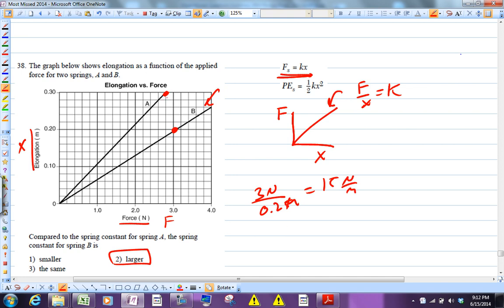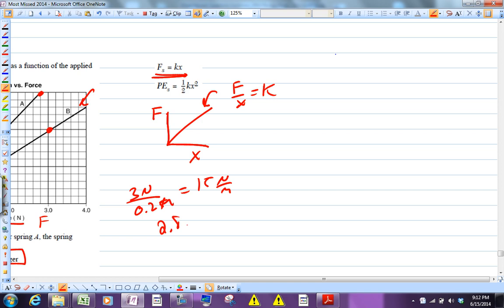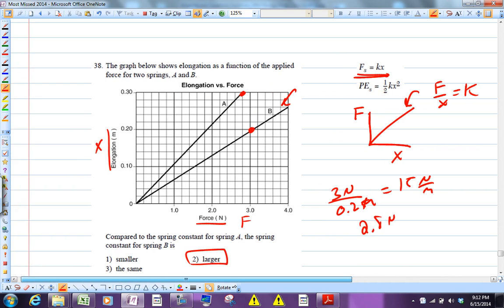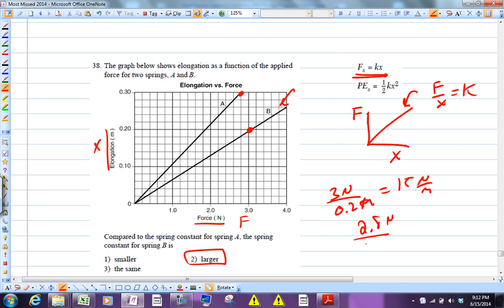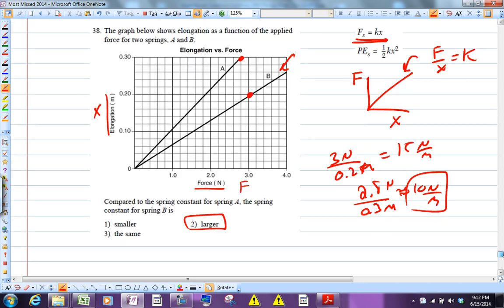And then with this one, it looks like you could take, what is that, 2.8 newtons over 0.3 meters, which is going to be closer to 10 newtons per meter. I'm not going to do it exactly. So the spring B is stronger, has a higher K value.